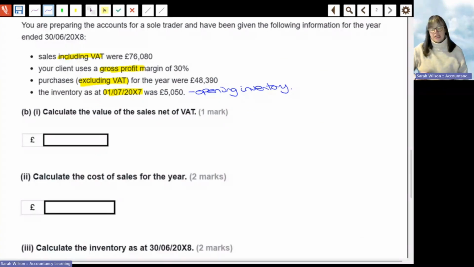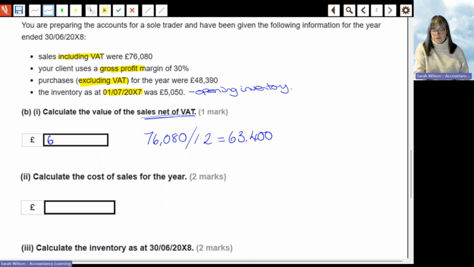So the first part is that we need to calculate the value of the sales net of VAT. So we've got sales of £76,080, and that's VAT inclusive, so that includes VAT. So we then need to divide that by 1.2 or 120, depending on which way you like to do it, to give us our net figure of 63,400.